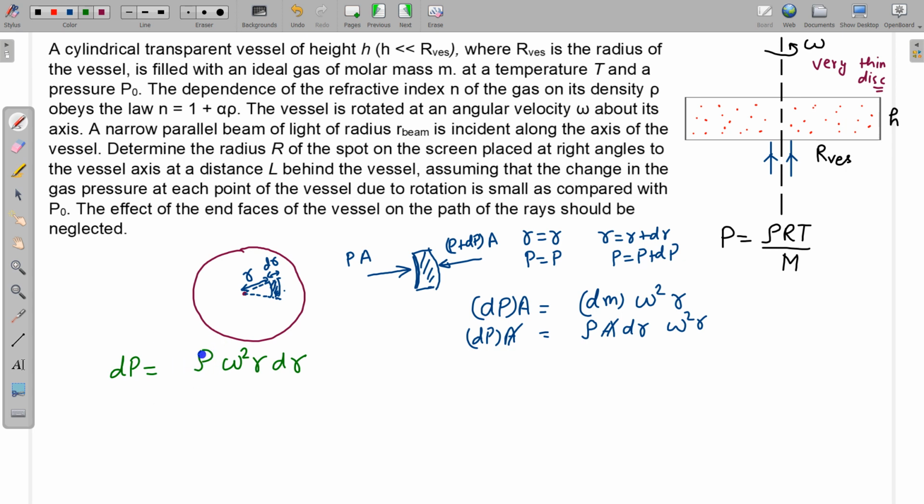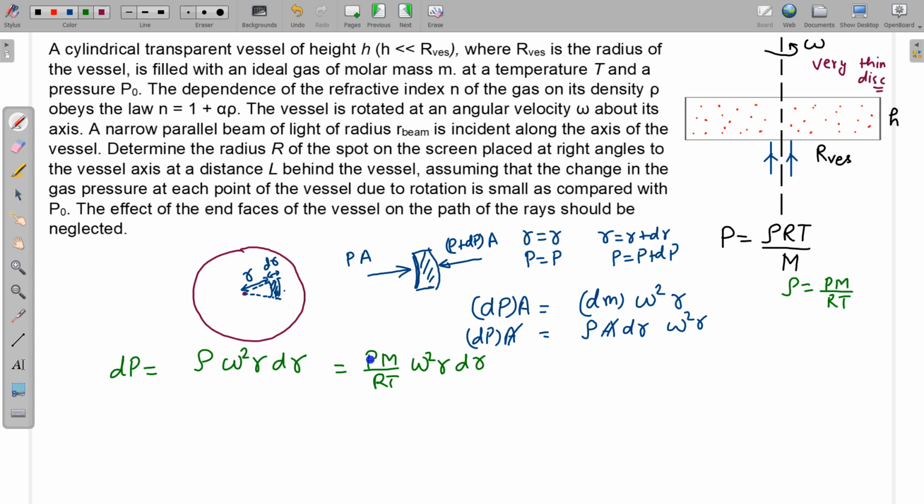We can make an approximation here that the pressure is not changing that much, and obviously density is attached with the pressure. P and density are related like this: P is equal to rho RT by M, or rho is equal to PM by RT. So these two are attached with each other. So I can put rho is equal to PM by RT also, where P is the pressure at a distance r from the axis.